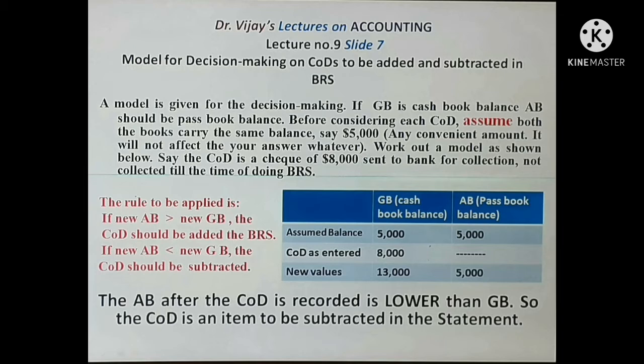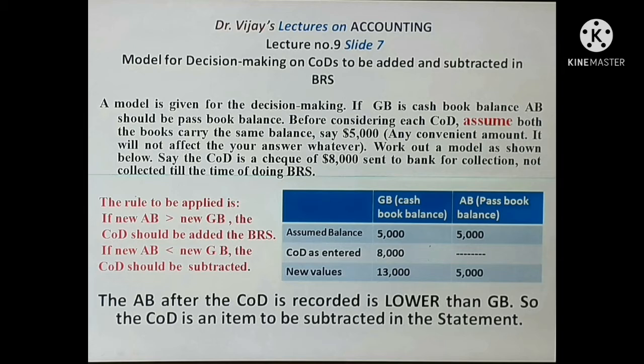Slide 7 is explaining a model which we use for deciding whether each COD is to be added or subtracted in the reconciliation statement. The model given makes the decision making very easy, however complicated the problem is. So be very careful. If the given balance in the reconciliation statement is cash book balance, then the arrived balance will be passbook balance, and we know it. If given balance is passbook balance, the AB, the arrived balance, will be cash book balance, that we know.